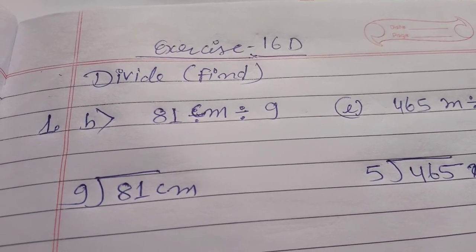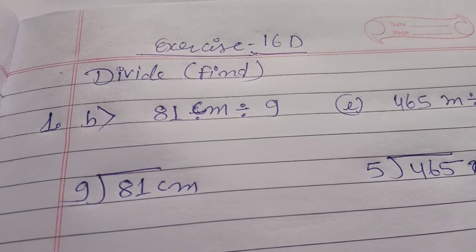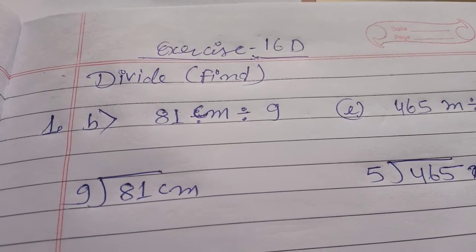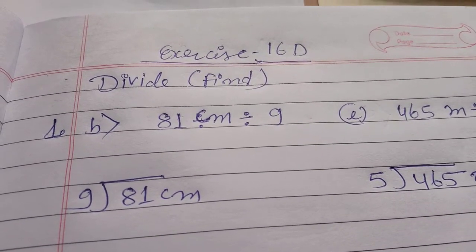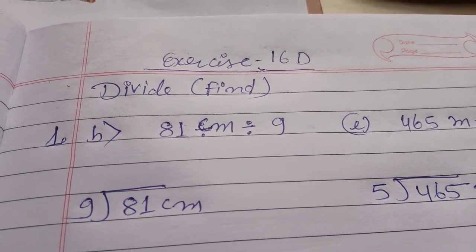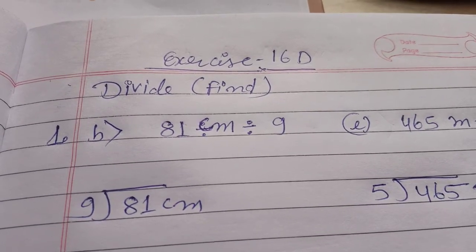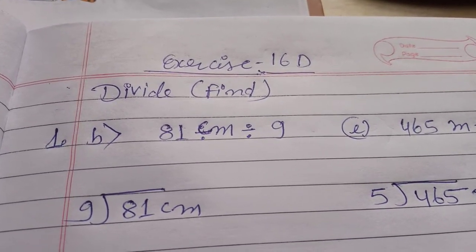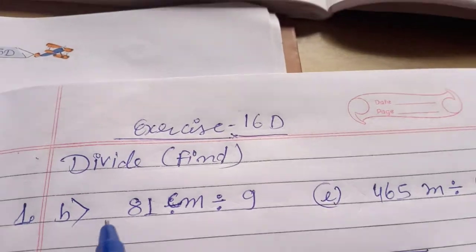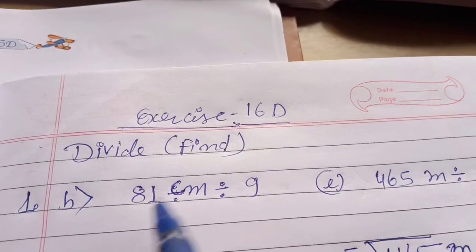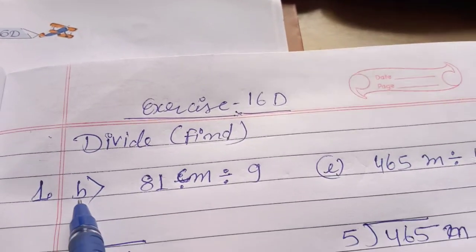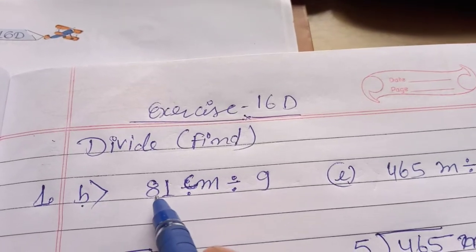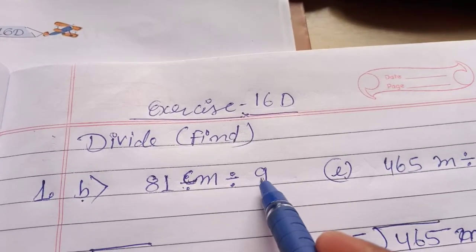Today we will learn about dividing lengths, and we will start from exercise 16D, how to divide the lengths. We will divide the lengths as we divide ordinary numbers. So here you can see exercise 16D, question number 1B. 1B, here you can see 81 centimeter is divided by 9.